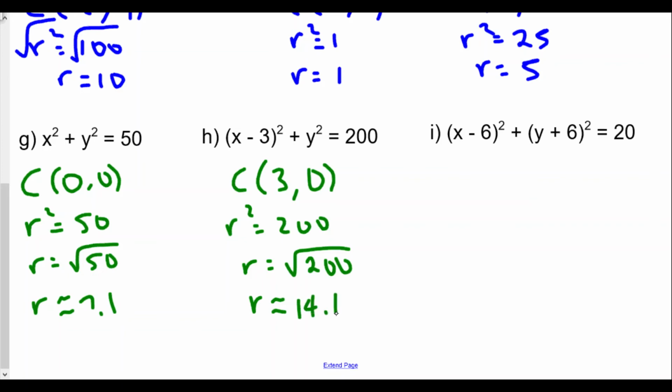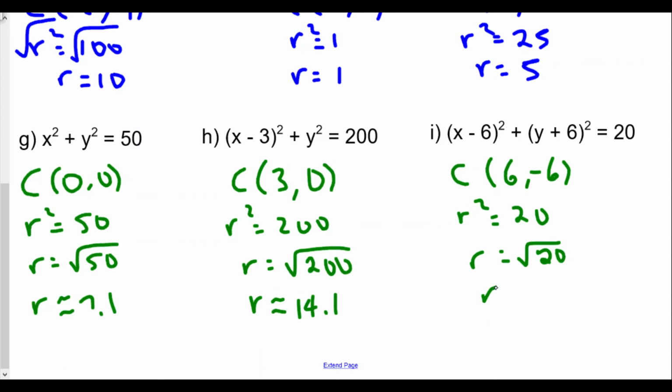Okay? And finally, for question number 1, x minus 6 squared plus y plus 6 squared equals 20. Our center will be positive 6, comma, negative 6. And since r squared equals 20, r equals the square root of 20. So we're going to approximate the square root of 20 to be 4.47, which rounds to about 4.5. Okay? And there you go.